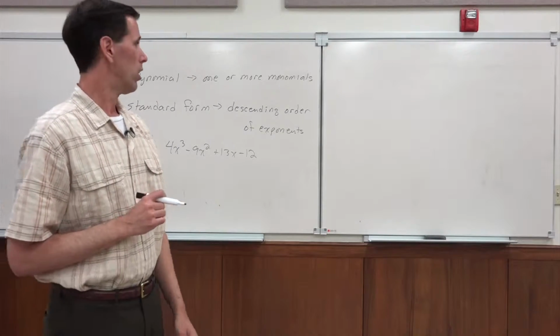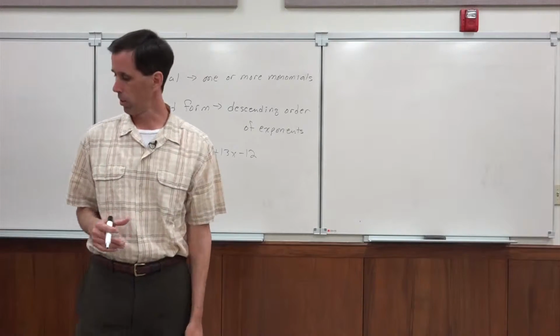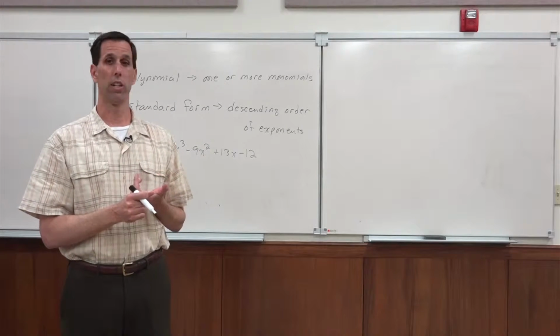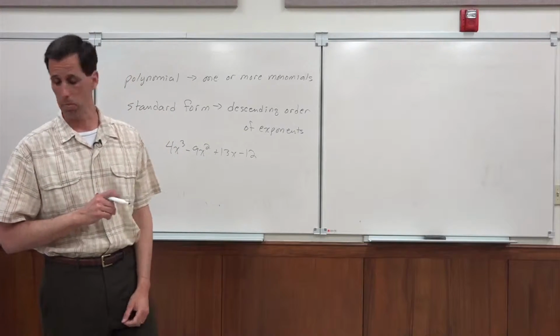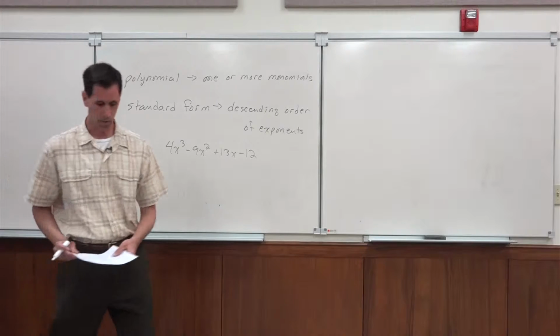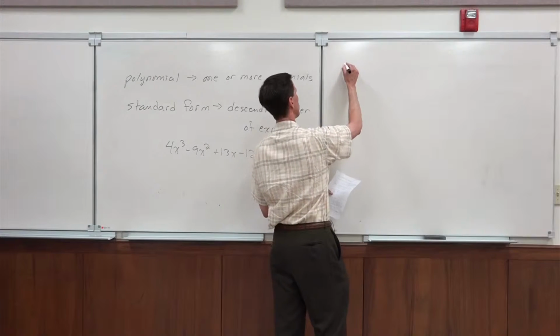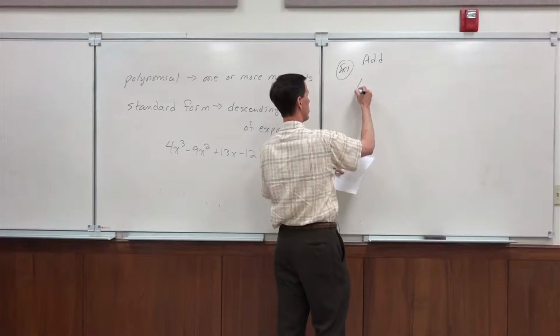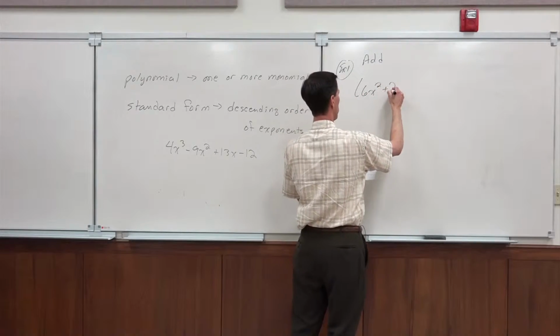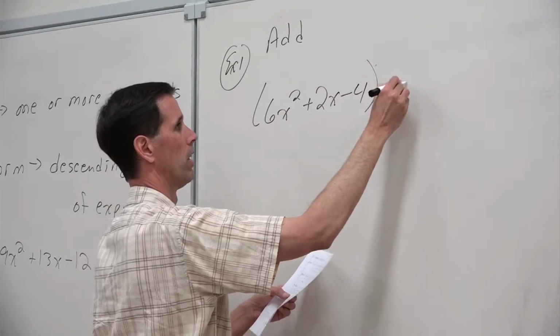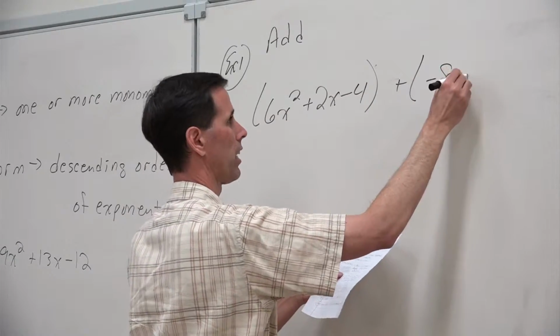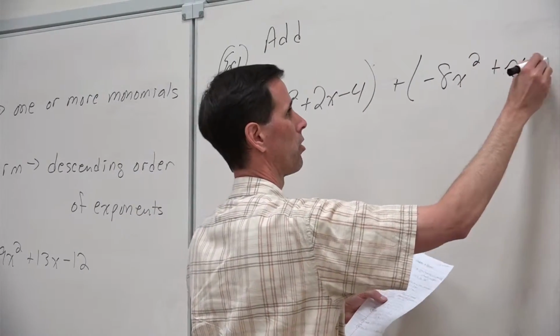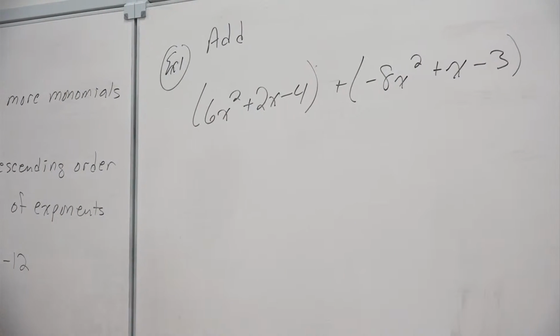All right. So now that we've explained what a polynomial is, we're going to do a little bit of addition, a subtraction, and maybe a couple of multiplications. Let's start with first of all how you might add. So what if you wanted to add these two polynomials? What if you had 6x squared plus 2x minus 4, and you wanted to add to it negative 8x squared plus x minus 3? All right.